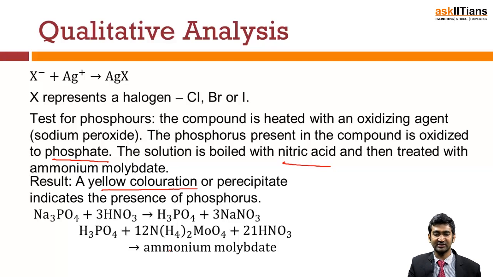Na3PO4 plus HNO3 gives me H3PO4 plus NaNO3. And then this H3PO4 combines with (NH4)2MoO4 plus HNO3. This is yellow in color.